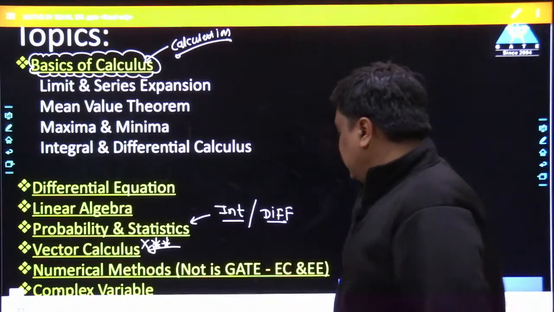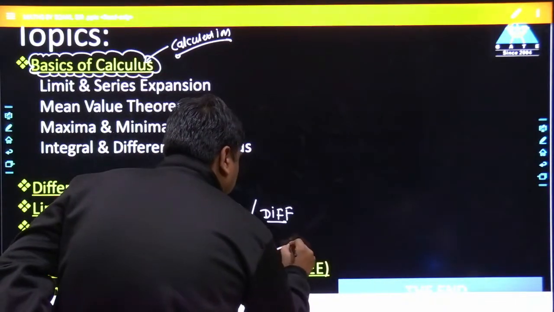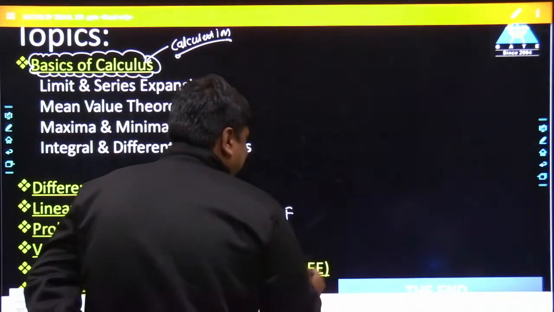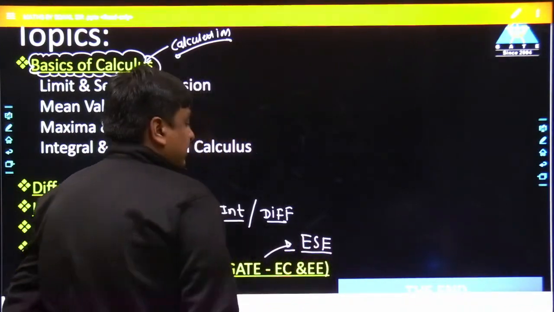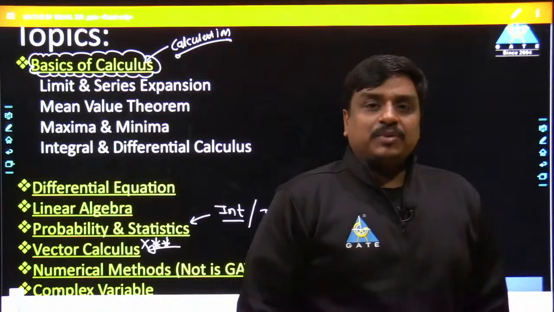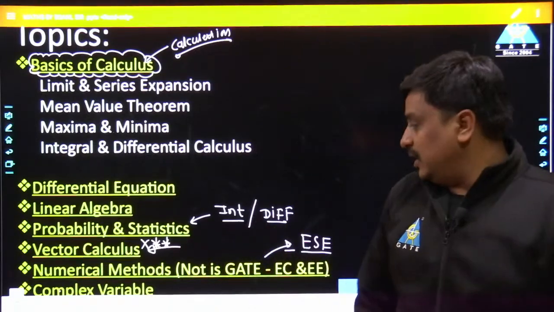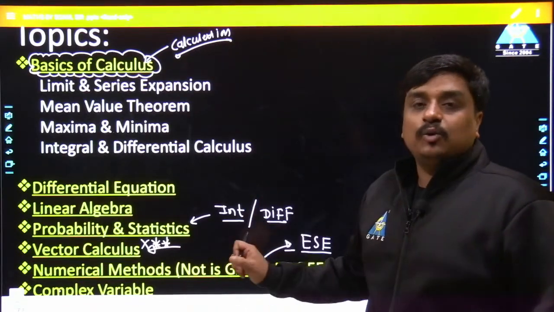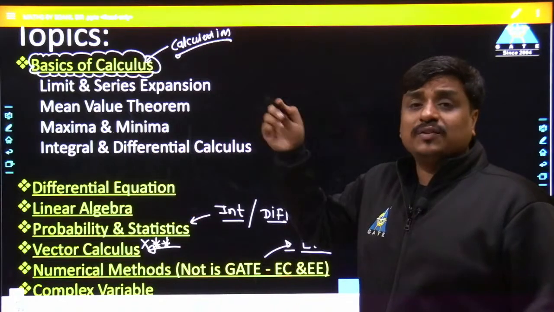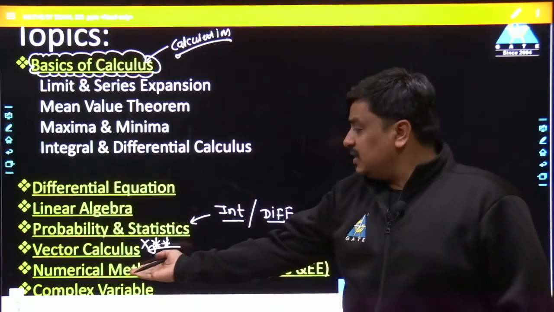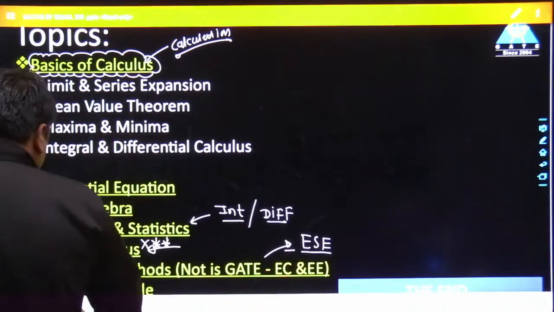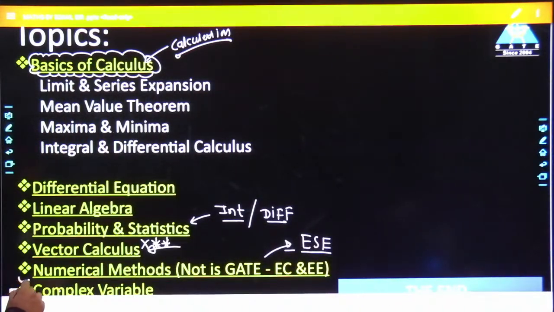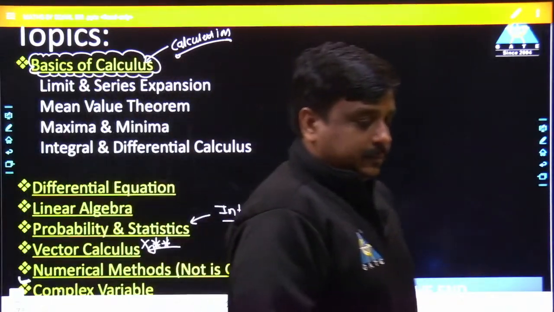And yes, the electrical people who are interested in preparing for the engineering services examination, which many of the students also call IES: once you go through its syllabus, you'll get to know the numerical methods have been included. So electrical people, if you are focusing on the engineering services examination, can also go through the numerical methods. And I have seen repeatedly one question does come from the complex variable. So yes, the complex variable is also very important.